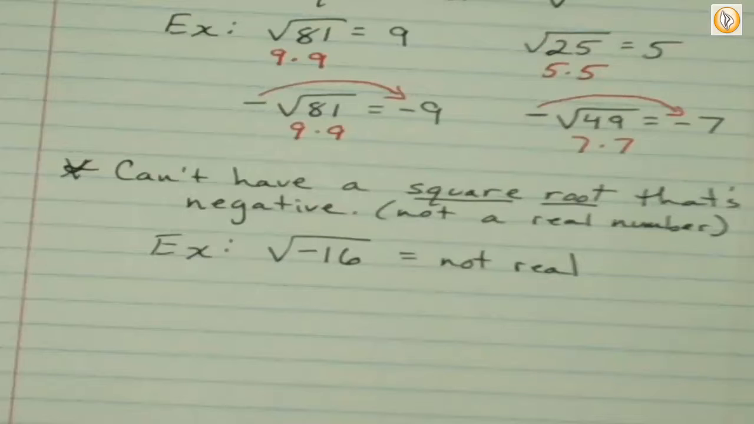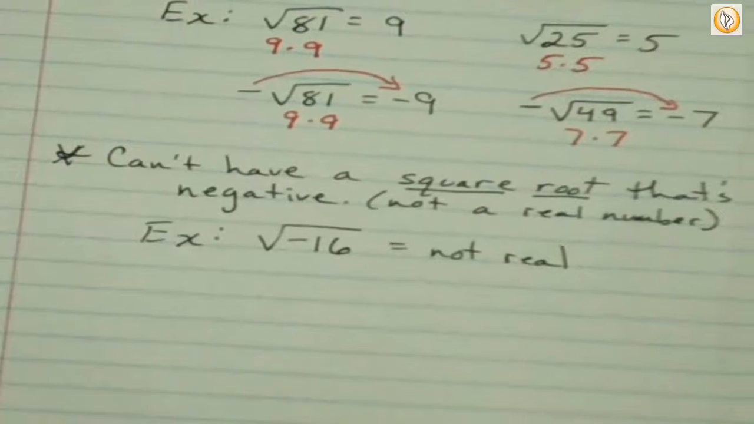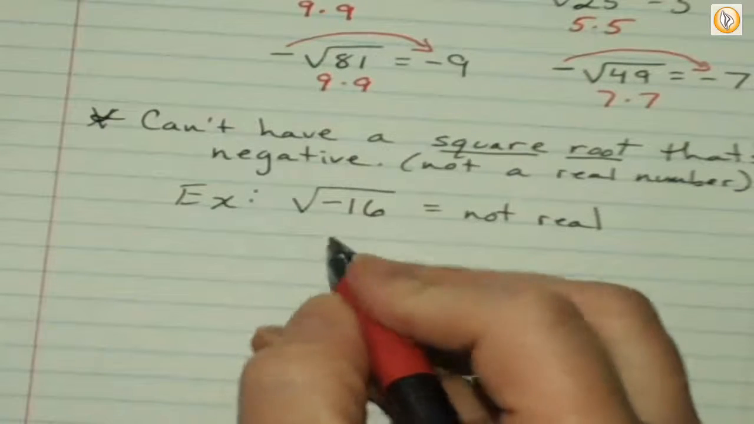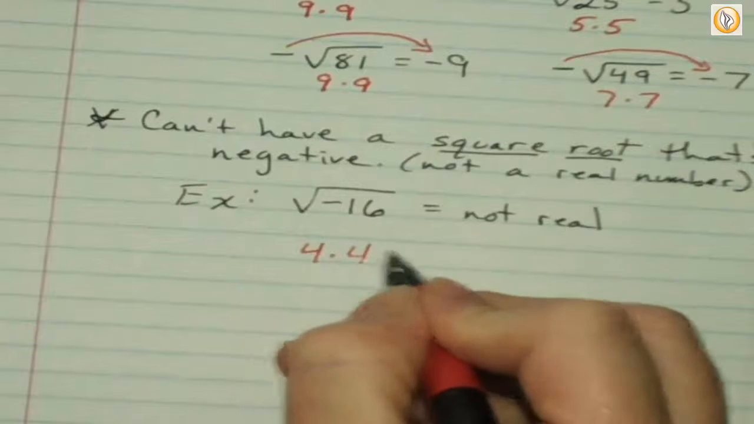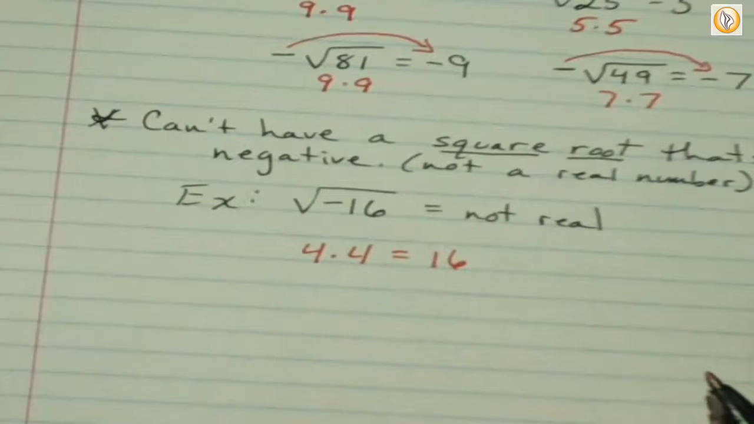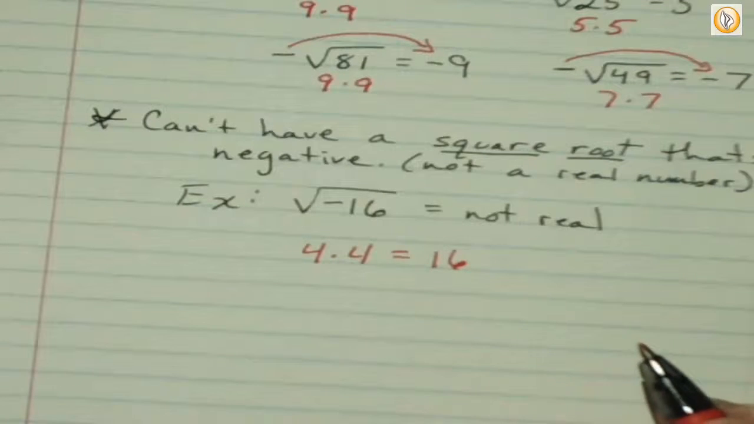Why can this not happen? Joseph. There's a negative on the inside. Okay, besides that, how could this not work? For example, positive 4 times positive 4 gives me a positive 16, right? Oh, I know why. Because if it's not the same, if it's 4 times negative 4. That's right.